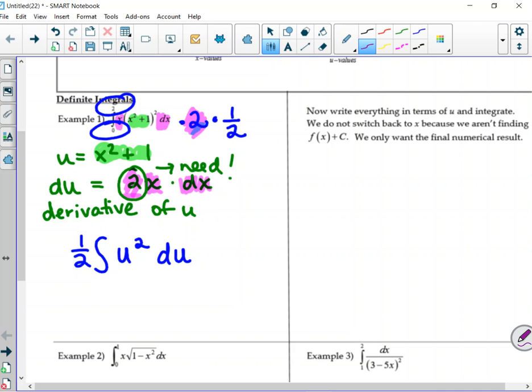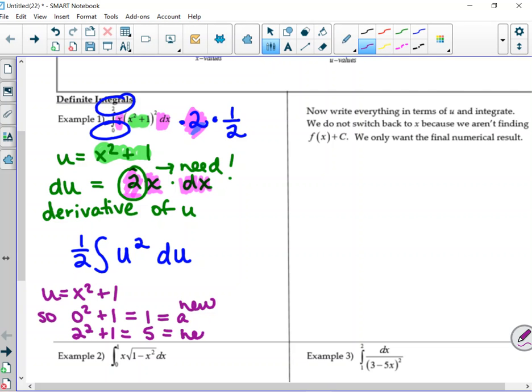And I'm going to use what I chose, and said u was going to represent: x squared plus 1. So 0 squared plus 1 is going to be 1. That's going to be the new a value. And 2 squared plus 1, or 5, is going to be the new b value.